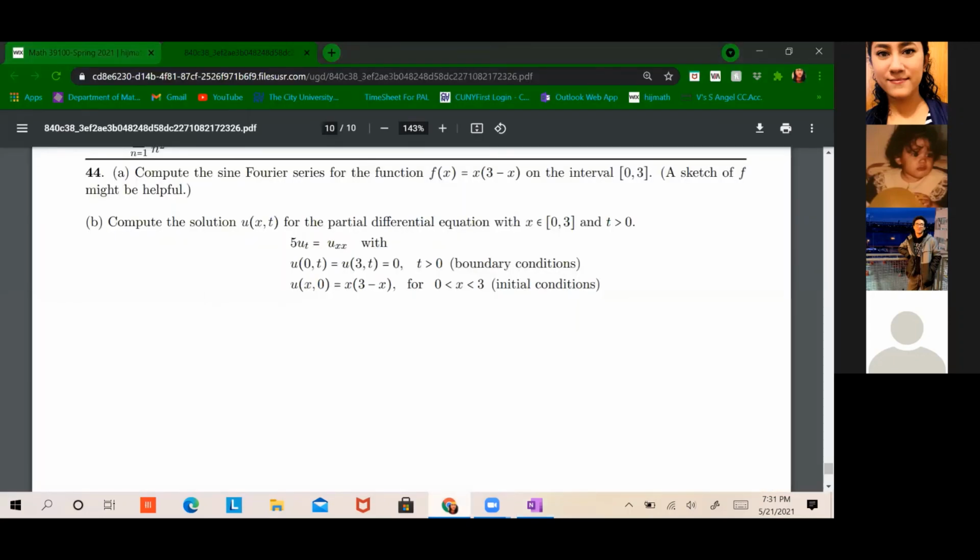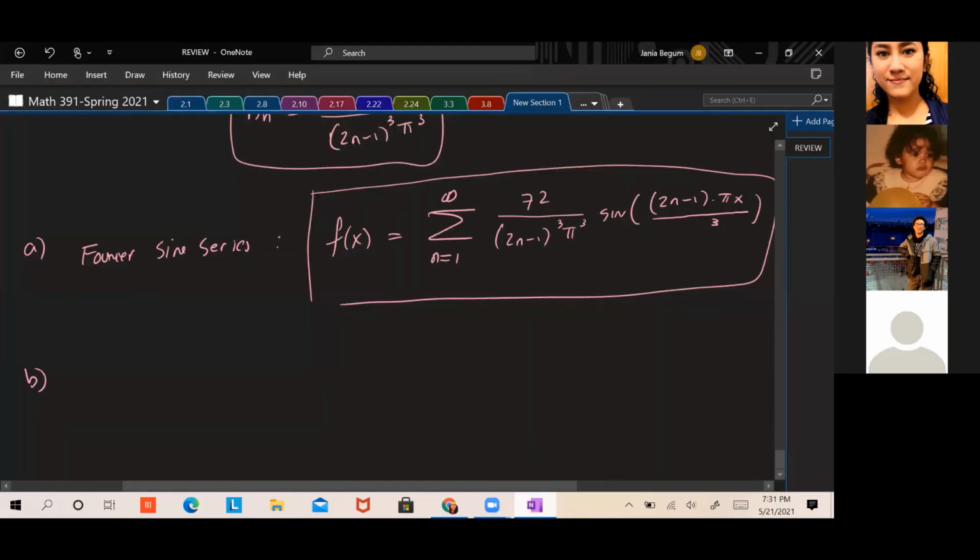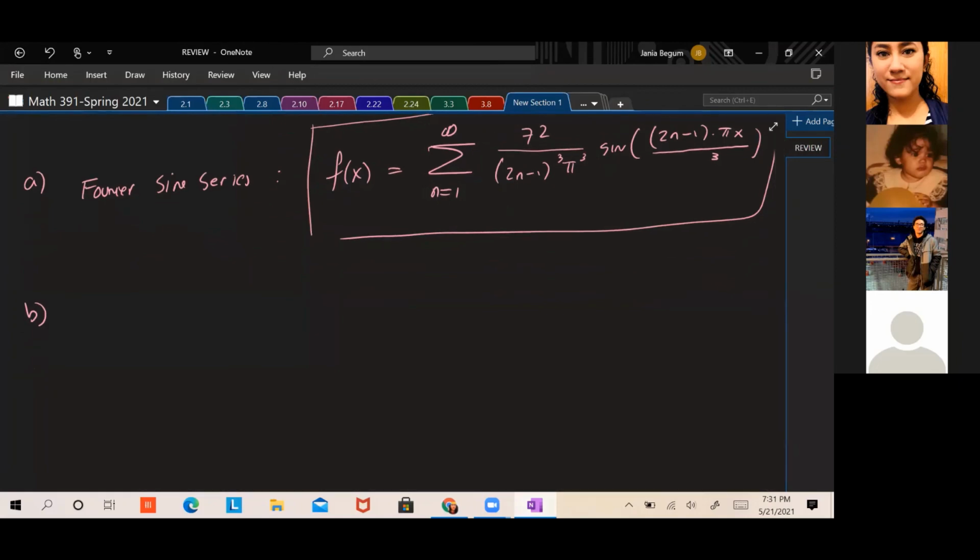So part B is not a lot of work, because we already did most of the work, right? So how much work do we need to do for part B? I mean, you just plug everything in, right? Yeah, you just plug everything in where? Into the series solution for the heat equation.